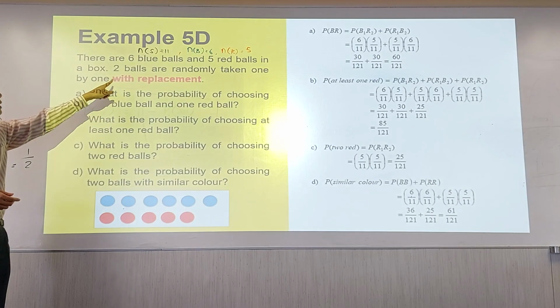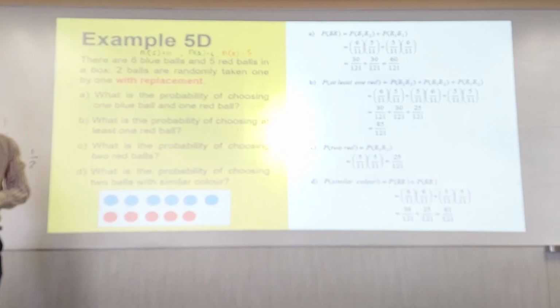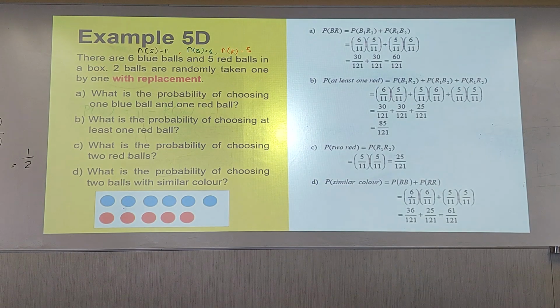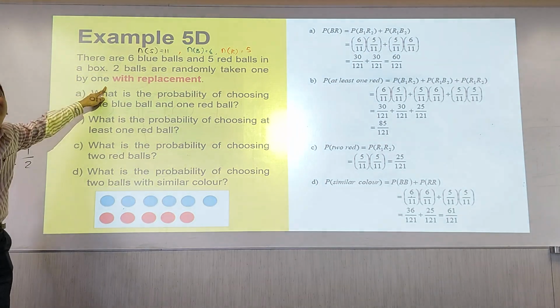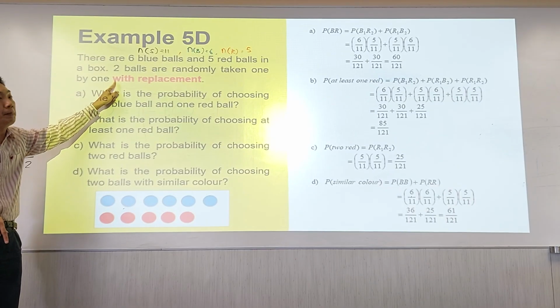The way of choosing these 2 balls is considered as independent events. Why? Because the first ball result will not affect the second ball result. I repeat: after choosing the first ball, you return it before choosing the second ball. As a result, the second ball is not affected by the first ball result. So the way of choosing these 2 balls is considered as independent events. First ball will not affect second ball. Second ball will not affect first ball. Independent events.